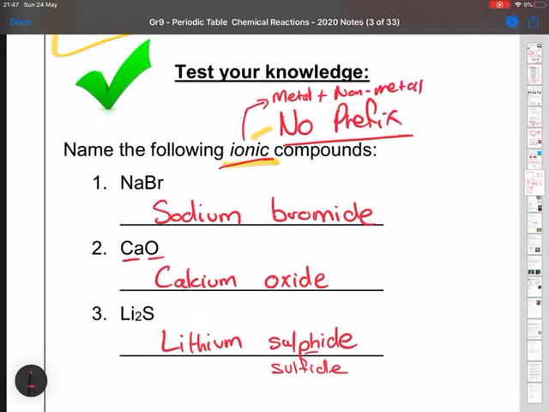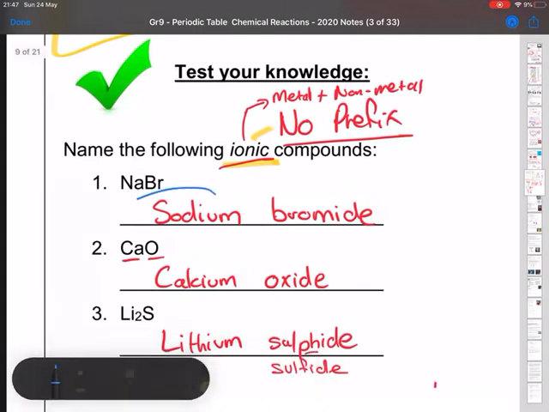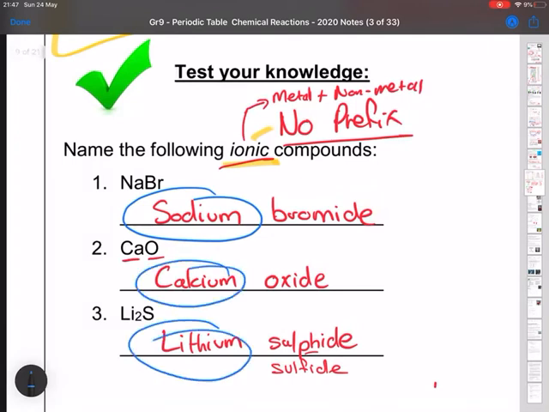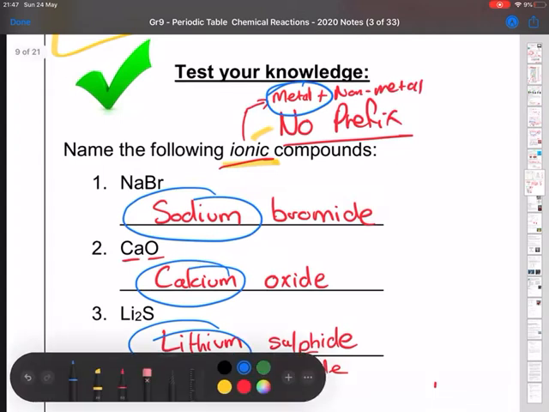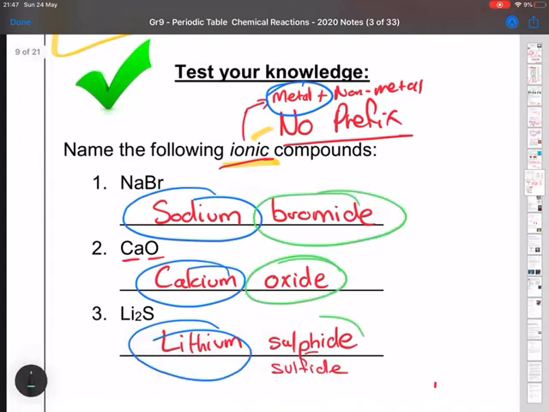If I gave you these names and I said write the formulas, remember that the metal comes first. So I'll highlight the metals in blue. Sodium's a metal, calcium's a metal, lithium's a metal, so that's why the metals come first. And the non-metal would be bromide, oxide, sulfide. So because you've got metal, non-metal, you're going to follow the first rule and you do not have a prefix. You replace the last bit of the second name, so bromine becomes bromide. Oxygen becomes oxide, sulfur becomes sulfide.